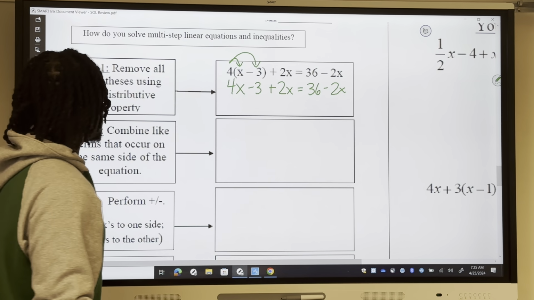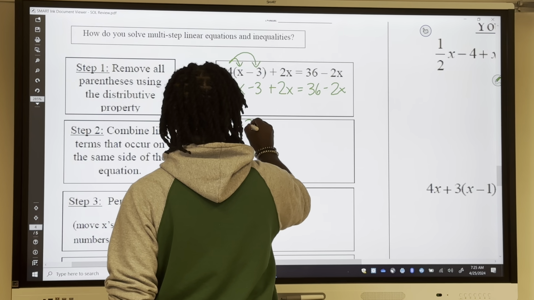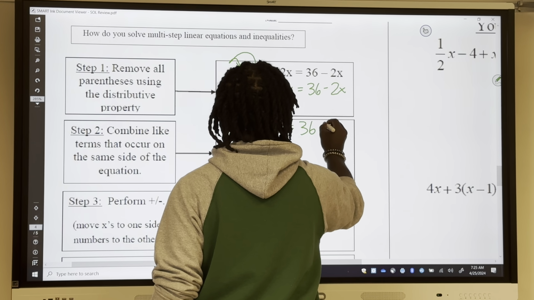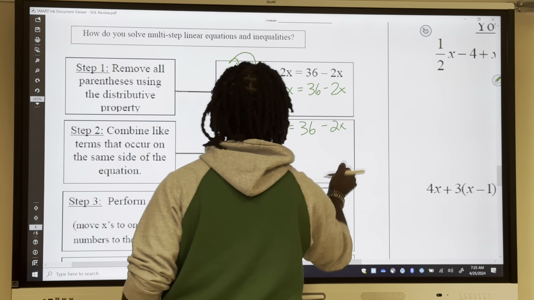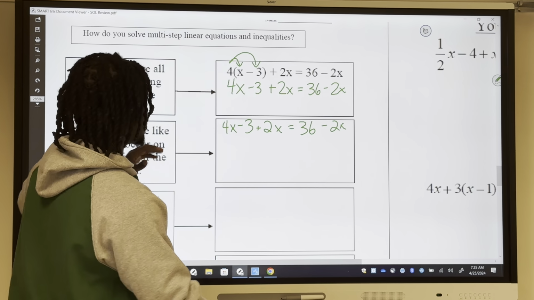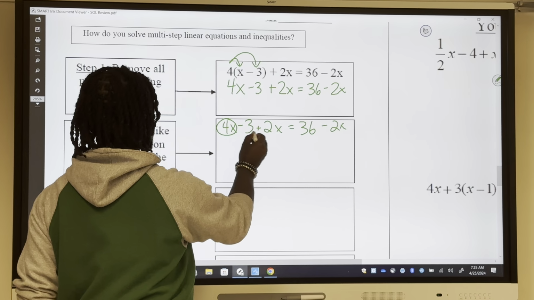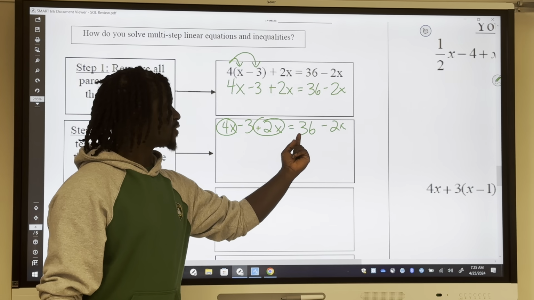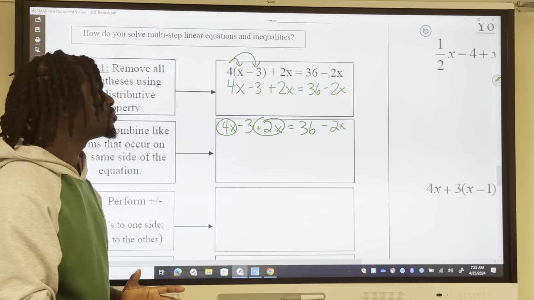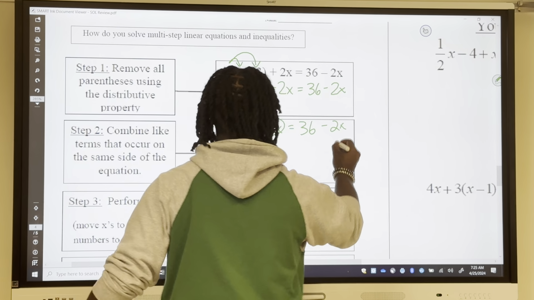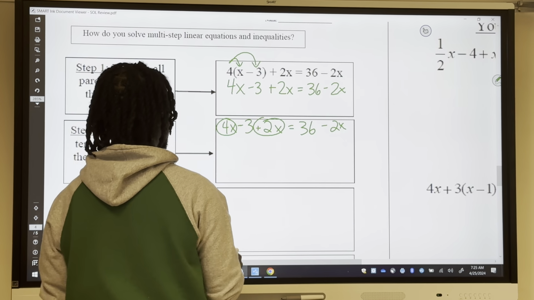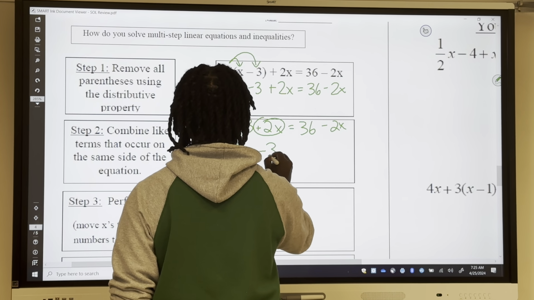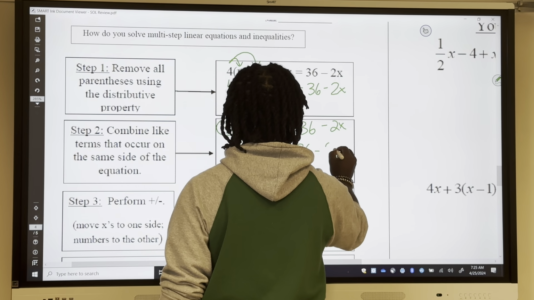Step two is now to combine the like terms on each side. I can only combine the like terms that are on the same side. So here I'm going to combine the 4x and the plus 2x. Then I'm going to look at the other side, 36 and negative 2x. There are no like terms there, because the 36 doesn't have an x with it. So I'm going to combine these like terms. 4x plus 2x is going to give me 6x minus 3 equals 36 minus 2x.